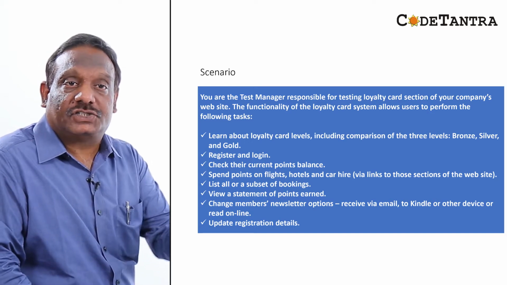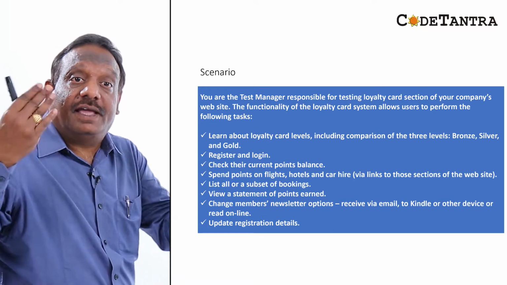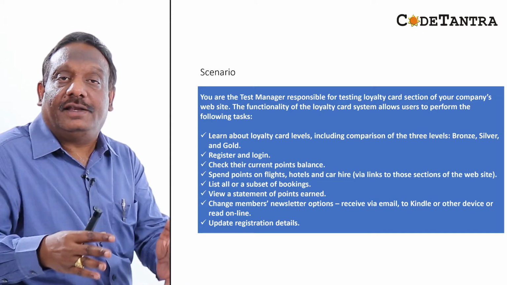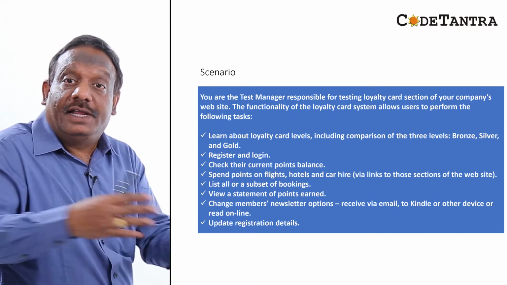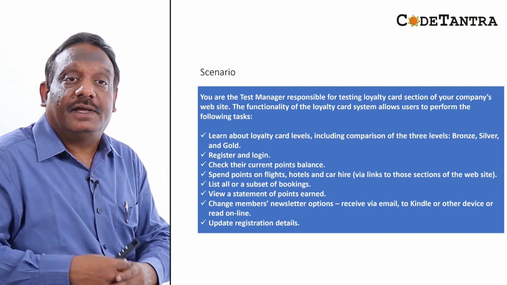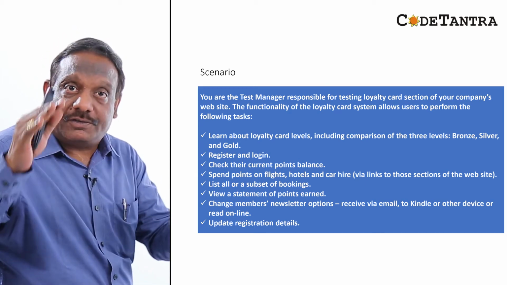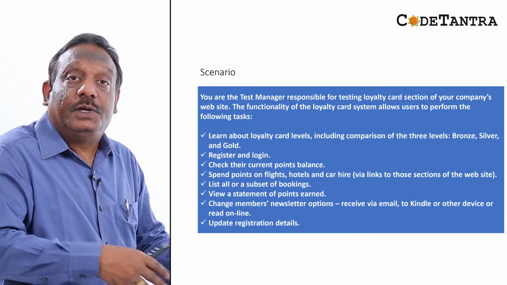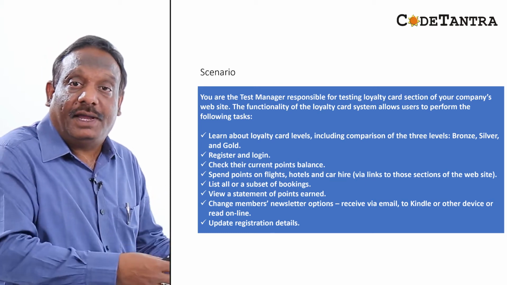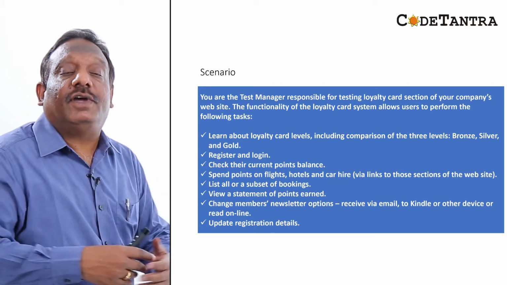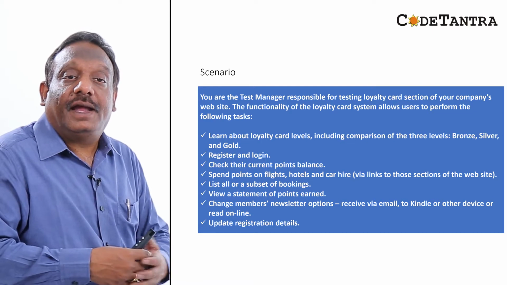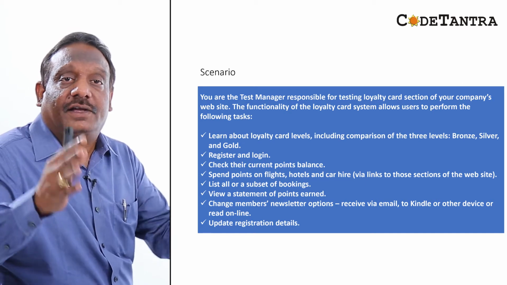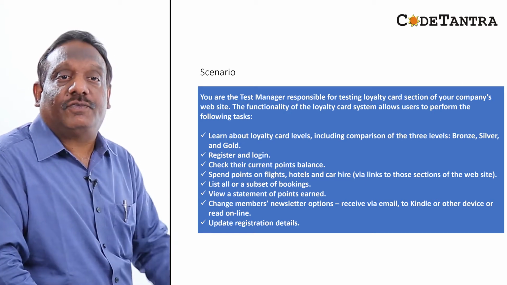And the ability to register and log in, and then check their current points balance, spend points on flights, hotels and car hire via links to those sections of the website, list all or a subset of bookings, view a statement of points earned, change members' newsletter options, receive it via email to Kindle or other devices or read online, and update your registration details. These are the standard functionalities that are available on this software.